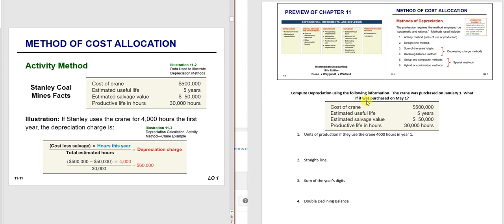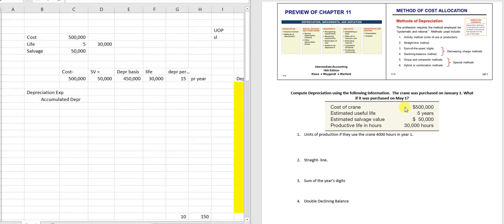Okay, so we're going to take this asset, and I'm going to pause it here because I'm going to go to an Excel spreadsheet. Okay, so we have the cost of the crane is $500,000. It's going to last 5 years. It's got a $50,000 salvage value. And we estimate we can run that machine 30,000 hours.